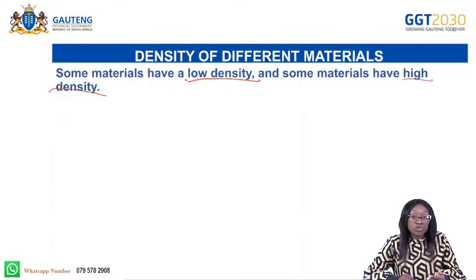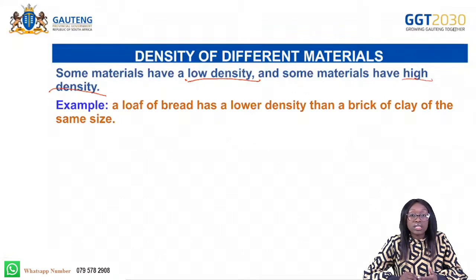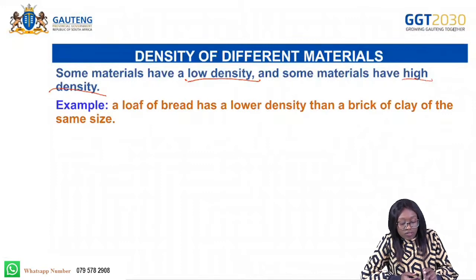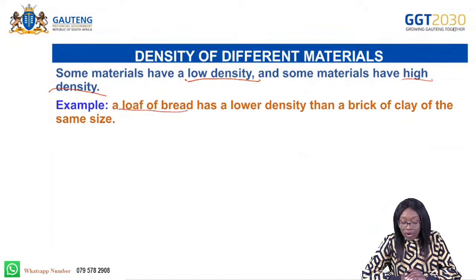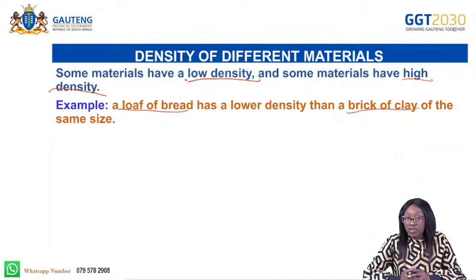It could be two solids that we're comparing, or it could be a solid and a liquid that we're comparing. Different materials have different densities. Some have low density, whereas others have a high density. For example, if we compare these two solids, the first solid is a loaf of bread and the second solid is a brick that is made of clay.